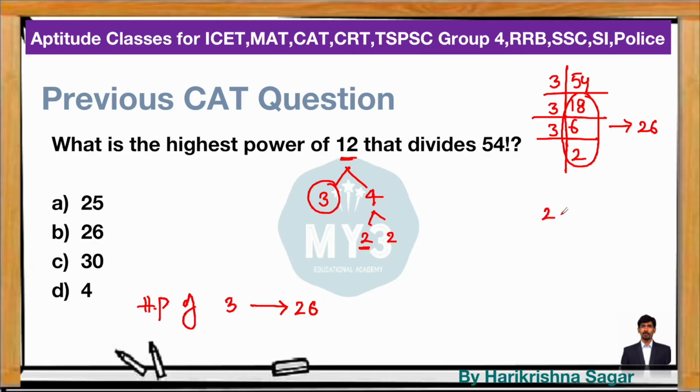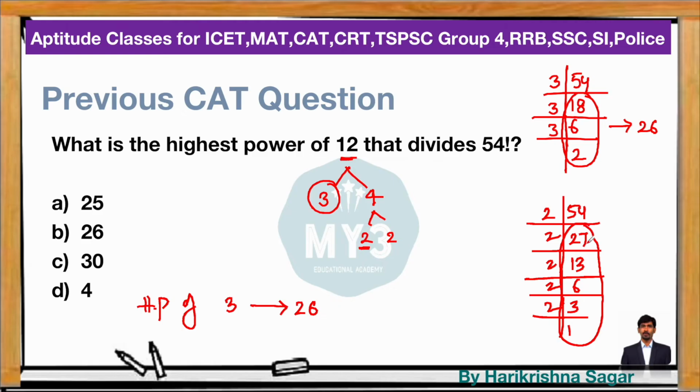So let me check how many 2's are there in 54. For that I am just taking 54 and dividing with 2. 2 27s are 54. 2 13s are 26. Again 2 6s are 12. Again 2 3s. Again 2 1s. And further simplification is not possible. Add up these numbers. 27 plus 13 is 40. 40 plus 10 is going to be 50. That means the highest power of 2 is 50. That means 50 2's are there, so how many 4's are there? 2 square.